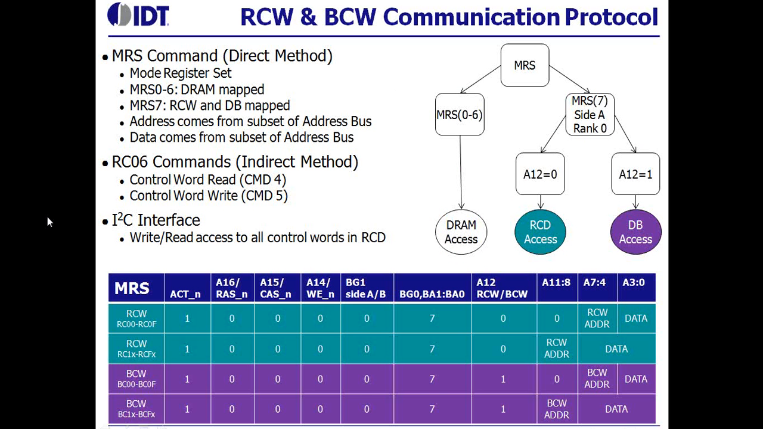Writing to MRS 7, rank 0, side A, with A12, address bit 12, equal to 0, writes to the RCWs. Writing to MRS 7, rank 0, side A, with A12 equal to 1, writes to the data buffer control words. You can write to them via the host controller. You can also write to them through a serial bus called I2C. So there are different ways of writing.